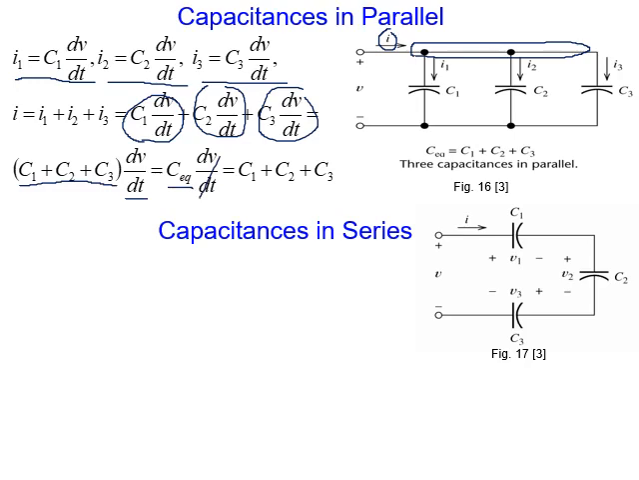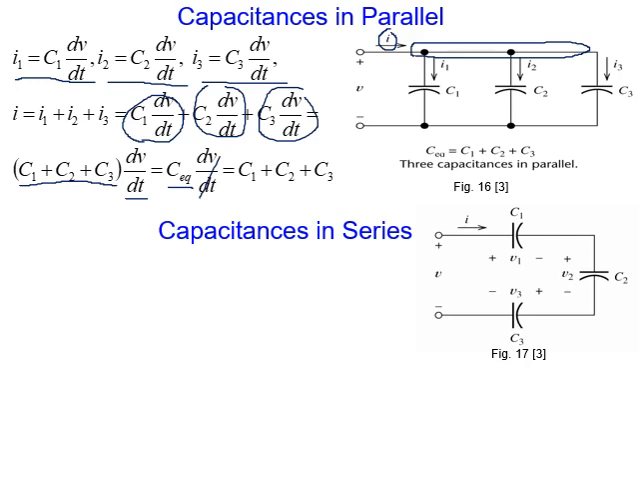So this tells me that when we connect capacitances in parallel, we add the capacitances to come up with the equivalent capacitor. It's different from connecting resistances in parallel. This is equivalent to connecting resistances in series. You remember we add them. For capacitors connected in parallel, we add them in parallel, not in series.